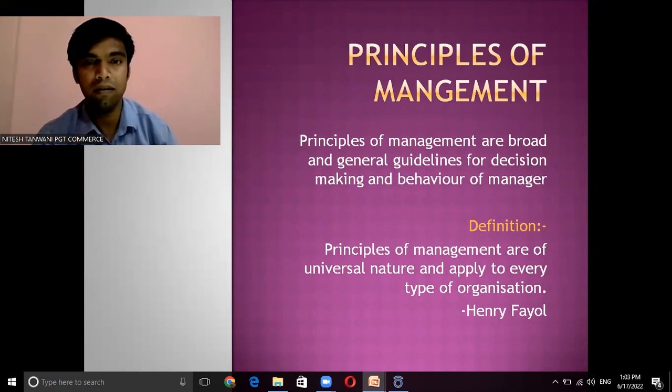principles of management. Principles of management are broad and general guidelines for decision making and behavior of the manager. This is the concept. These guidelines help the manager in making decisions. Definition as per Henry Fayol: principles of management are of universal nature and apply to every type of organization.